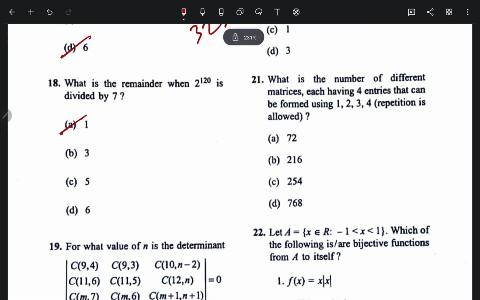What is the remainder? You just find the periodicity. So what is the remainder when 2 power 2, 2 power 3, 2 power 4 is divided by 7? You'll see that for 2 power 3, the remainder will be 1. So 2 power 3, 2 power 6, it's repeating in the third power. So 2 power 120 will also give you a remainder of 1 when divided by 7.